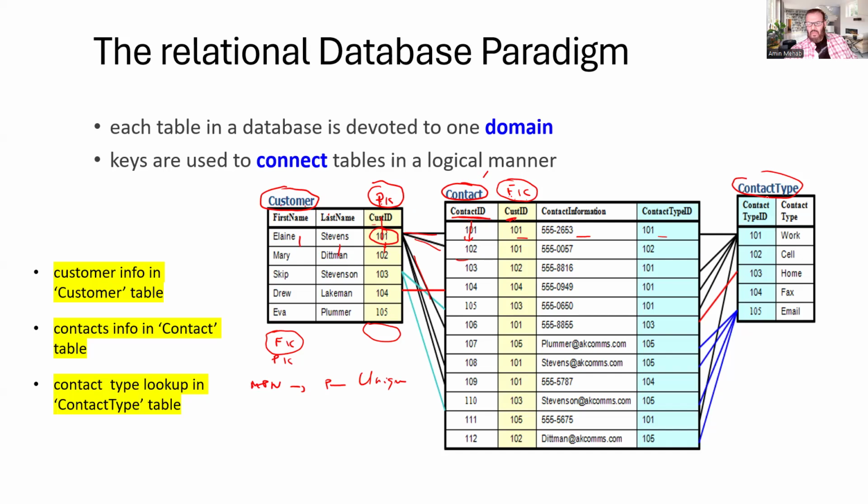The same here for the contact type. In the contact type table, you have the contact type ID, and this one is the private key in this table. And this one is going to be anything: the phone number at work, the cell phone, home, a fax, an email, and so on.